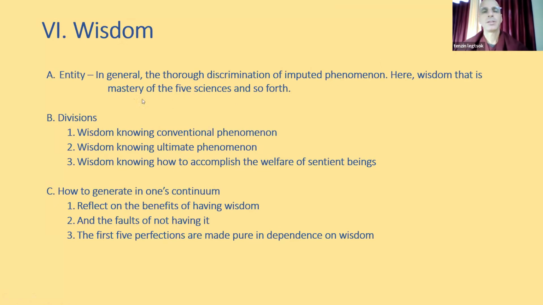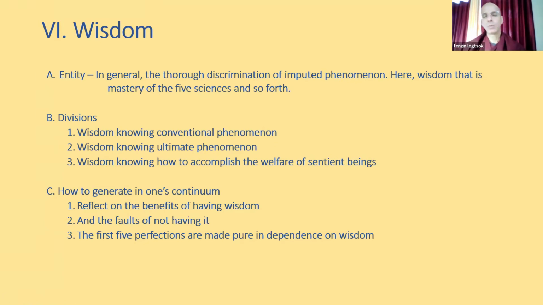So the definition is that, in general, it's a thorough discrimination of imputed phenomena, which means just things that exist. Here, it's the wisdom that is a mastery of the 5 sciences and so forth. So in the context of the 6 perfections, all the different kinds of wisdom and knowledge that a bodhisattva needs to generate are included here.